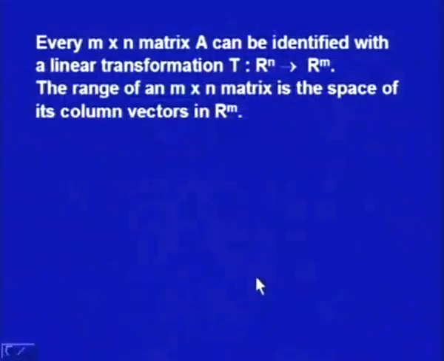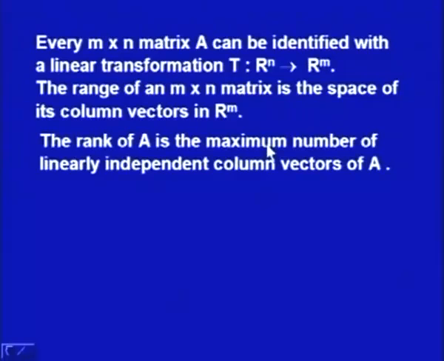Now, we say that every m by n matrix A can be identified with a linear transformation T from Rn to Rm, and the range of an m by n matrix is the space of its column vectors in Rm. The matrix A has vectors in Rm, so the range space of that will be the range of the matrix. The rank of A is the maximum number of linearly independent column vectors of A. That is how we define the rank of the matrix A.